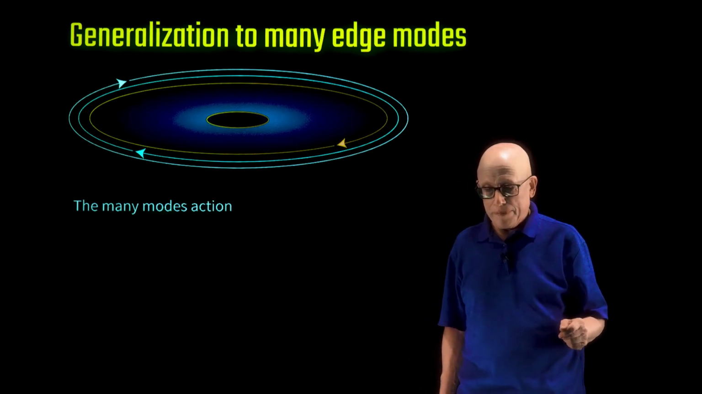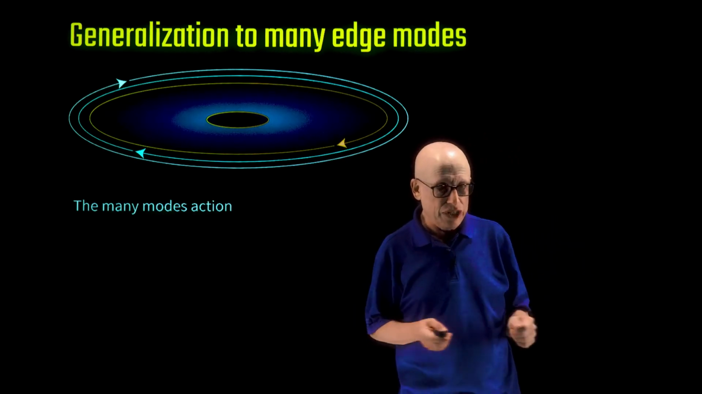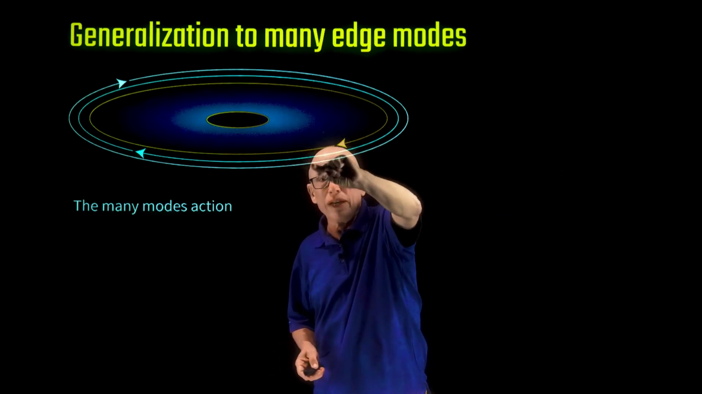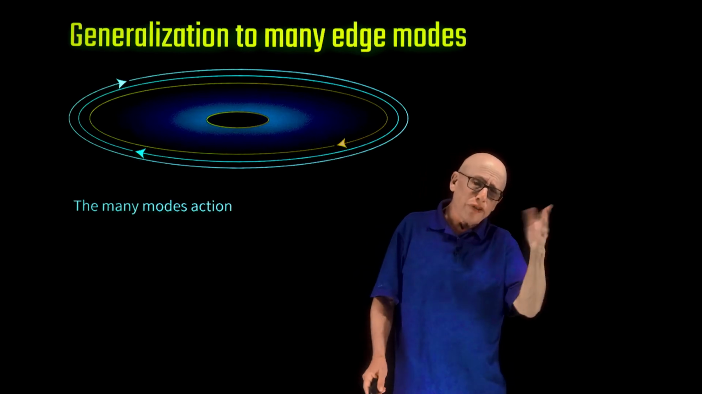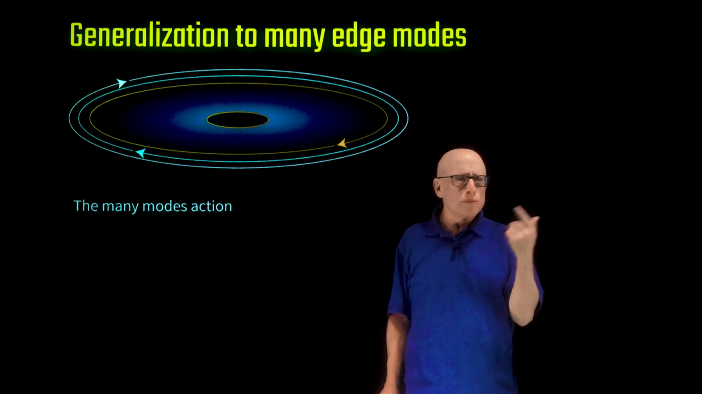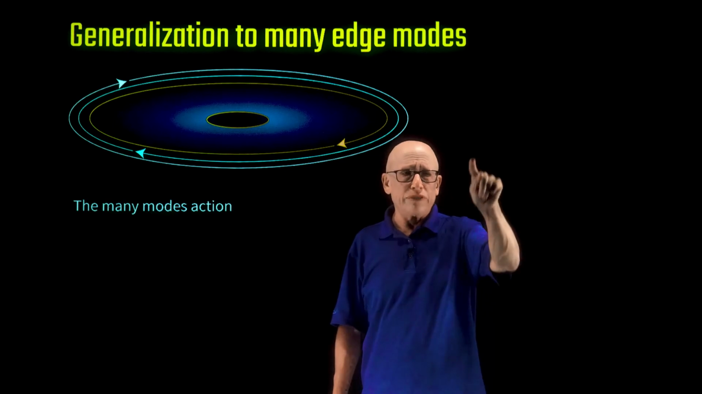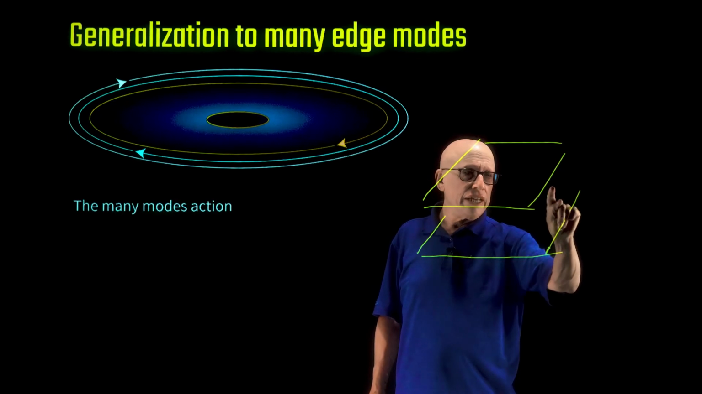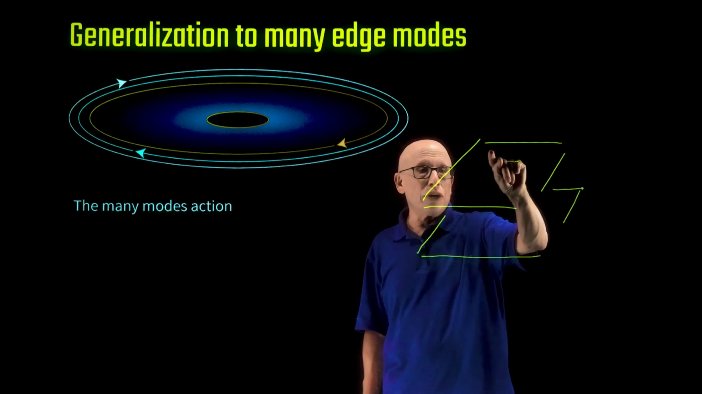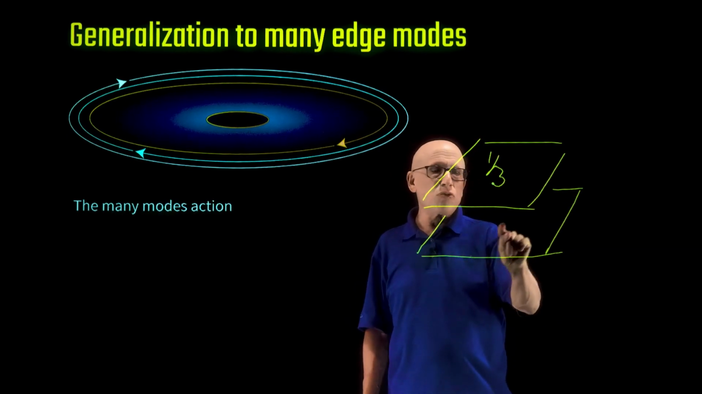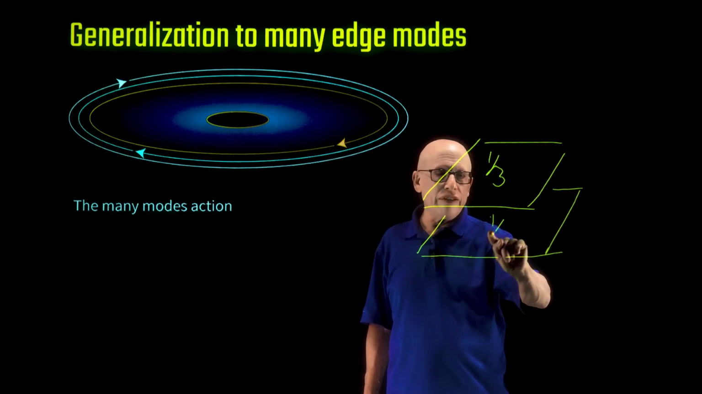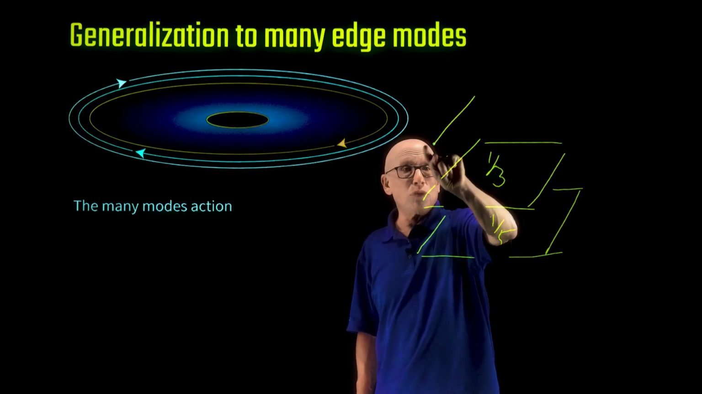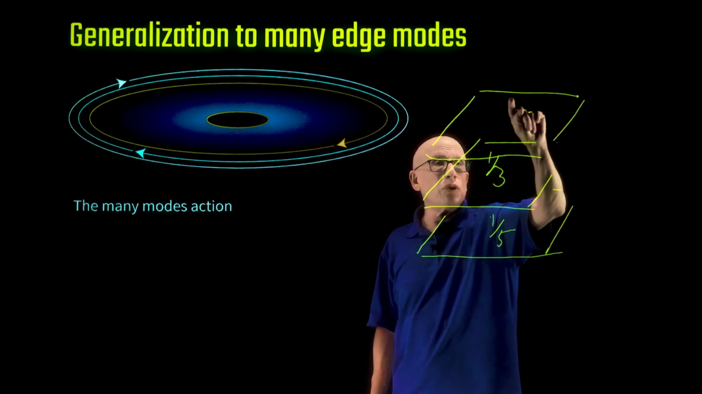Now, how do we generalize it to many edge modes, to situations where each wall, each edge of the sample has several modes? First of all, let's think about examples. There could be very simple examples. For example, suppose that you have two layers, each one with a quantum Hall state, this one with 1/3, and this one with 1/5. Which also has a single edge mode, or a third one which will have nu equals 1.